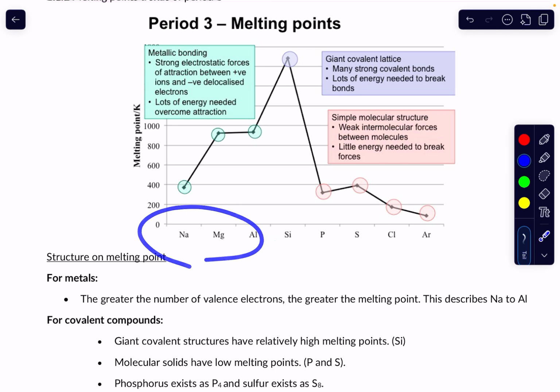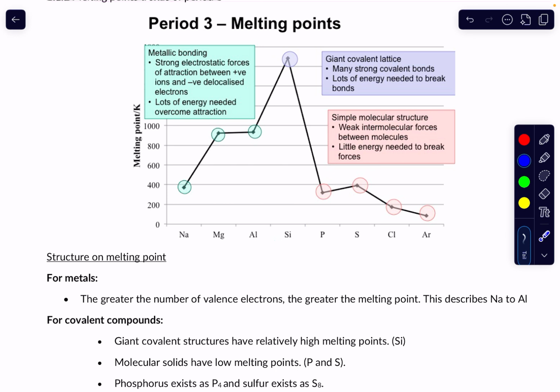Sodium, magnesium, aluminium are all metals. They have metallic bonding, giant metallic structures. Therefore, they have a high electrostatic force between positively charged ions and a sea of delocalized negative electrons. That's these guys. Silicon is a giant covalent lattice.